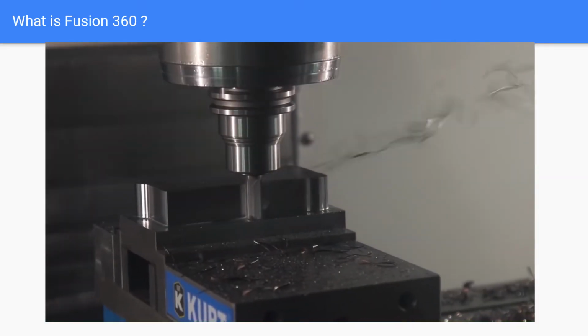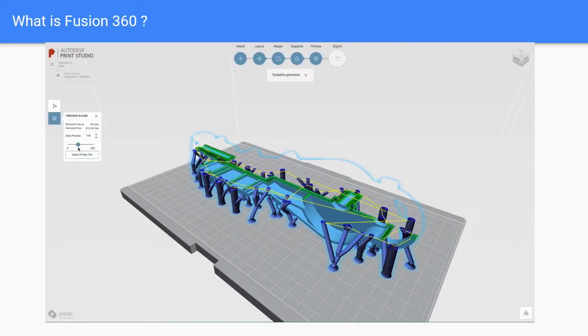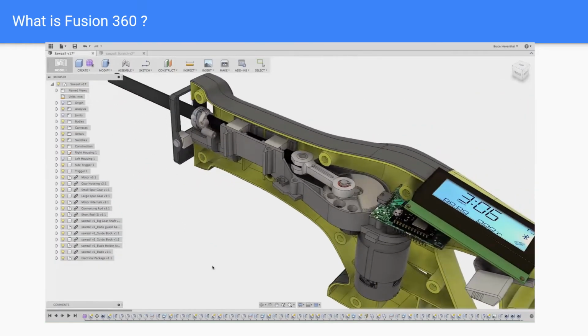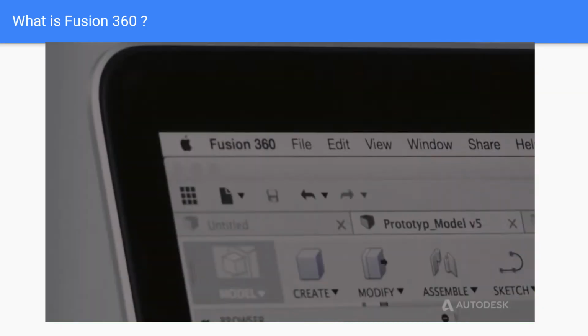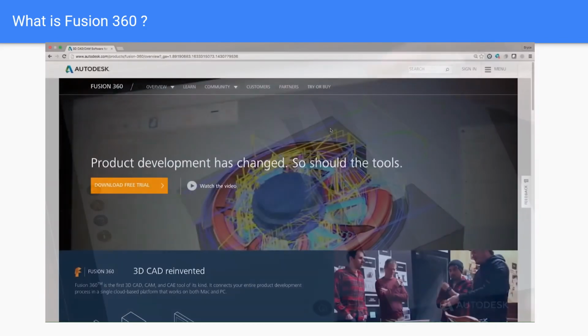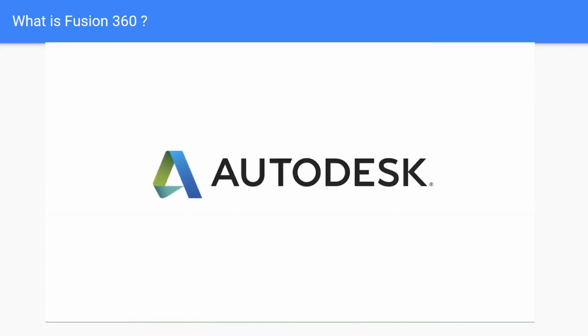This is what you need to know about Fusion 360. It's not any one of those things. It's all of those things. It's the next generation product innovation platform designed to work on Mac, PC, and mobile devices. So come on, what are you waiting for? Try Fusion 360 today.